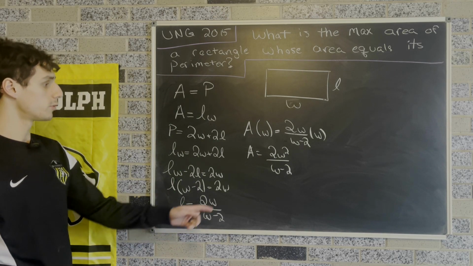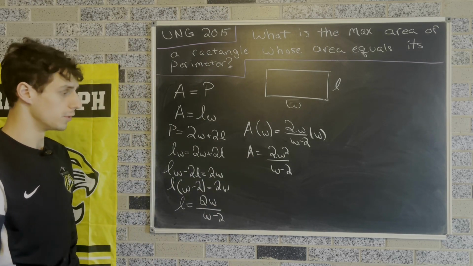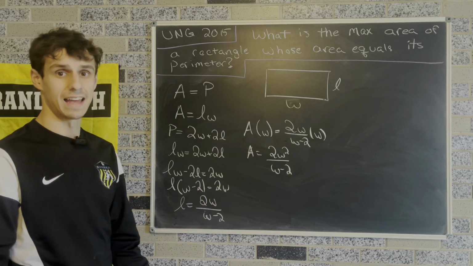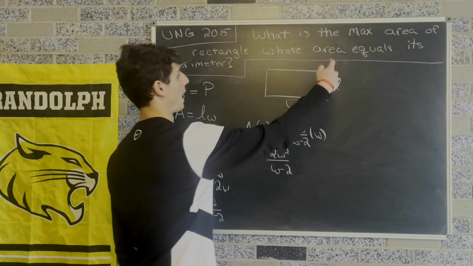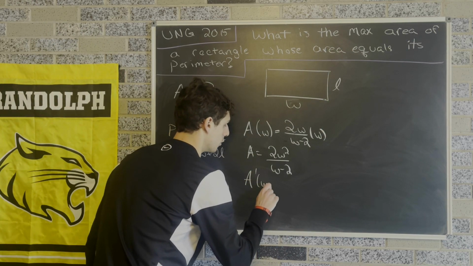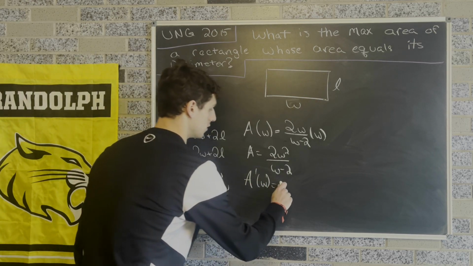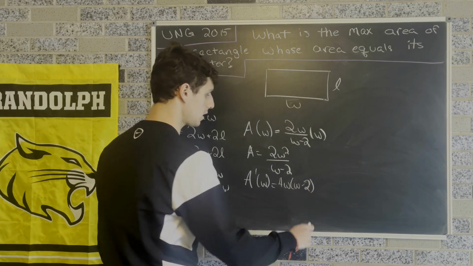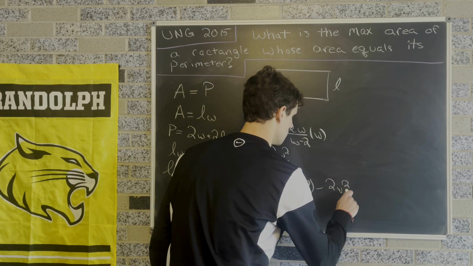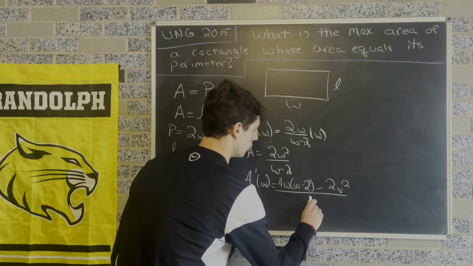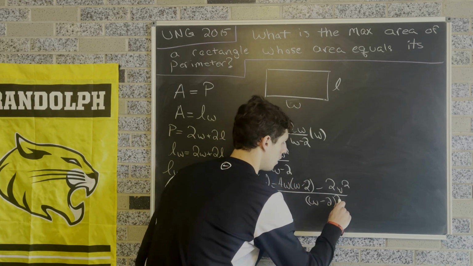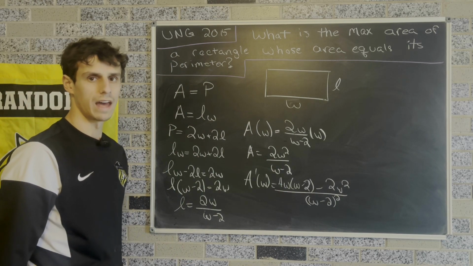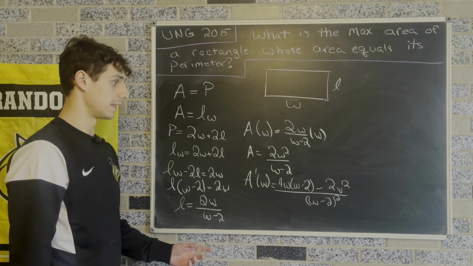But now, because we have area as a function of one variable w, we can take the derivative of this function with respect to w and set that equal to 0, and that will give us our maximum area. So we'll take the derivative with respect to w, and that gives us 4w times (w minus 2) minus 2w squared, and that's all over (w minus 2) all squared. And that's from the quotient rule. I have a video of that on the channel if you want to go check that out. I'll go ahead and leave it in the cards here.